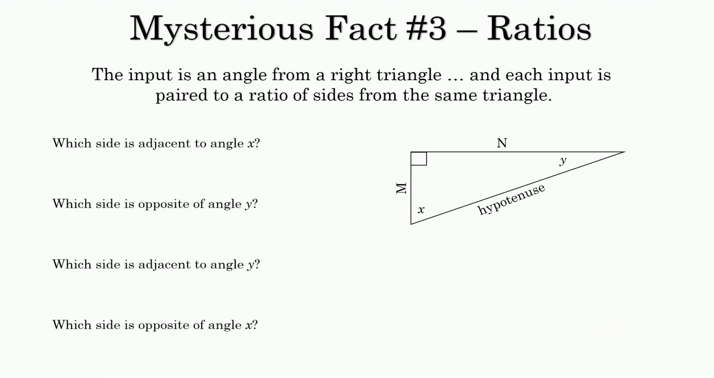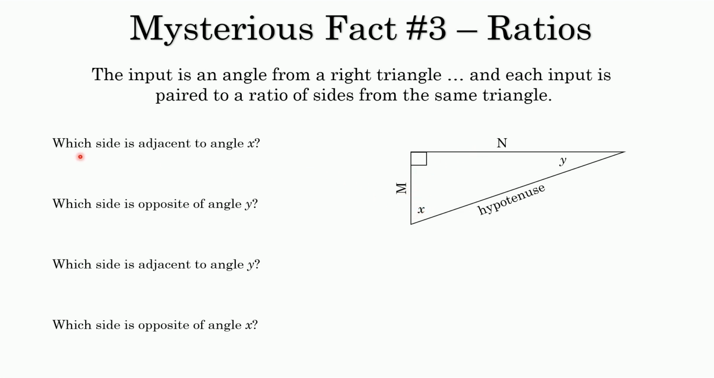So let's talk about these angles here, x and y, just to get a feel for how this works. When we talk about angle x right here, the opposite side is n, and the adjacent side is m. Now it's true the hypotenuse is adjacent, but because the hypotenuse is always the largest side, it's fixed. We just call that hypotenuse. So adjacent is going to refer to one of the other sides, the one that's next to the angle.